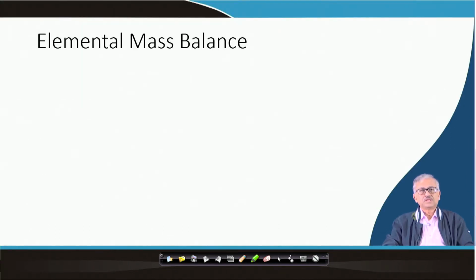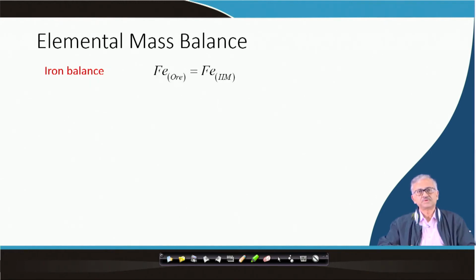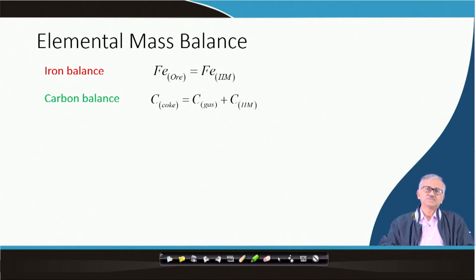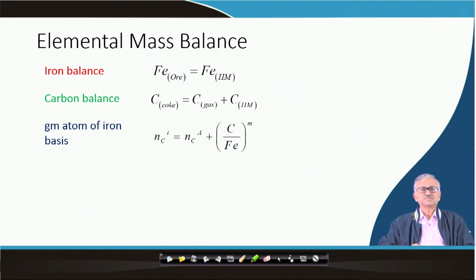Before doing that material balance, let us see the different elemental balances in the blast furnace. Basically, we can consider the iron balance. There is the iron coming from the ore that is going into the hot metal, which we have discussed elaborately. Then the carbon balance: the carbon is coming mostly from the coke, and the two sinks are the gas and the hot metal. It is basically the same balance in terms of the carbon balance.